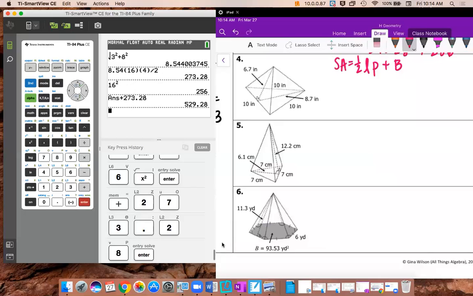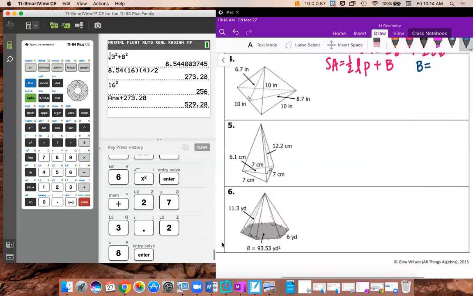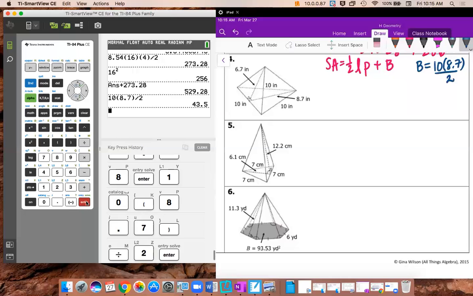Okay, so let's just break this up into a couple of steps. Let's first find the area of your base. So the triangle, remember when we find the area of triangles, it's base times height divided by 2. So if this is my base, it looks like this is going to be the base of my triangle, and then this is going to be the height of my triangle. So it's going to be 10 times 8.7 divided by 2. So if I plug that in, then we get the area of our base is 43.5.